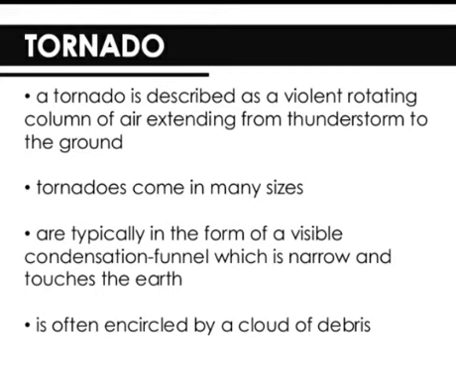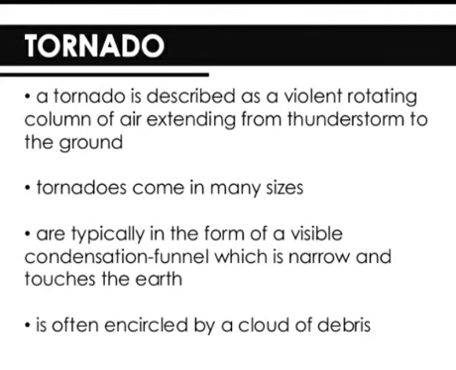Tornadoes come in many sizes. Merong maliliit, merong malalaking tornado. Are typically in the form of a visible condensation funnel. Pag sinabing condensation funnel, yung paikot-ikot, it forms a funnel. Yung anong funnel sa Ilonggo? Embudo, di ba? Makikita mo yung shape, which is narrow and touches the earth.